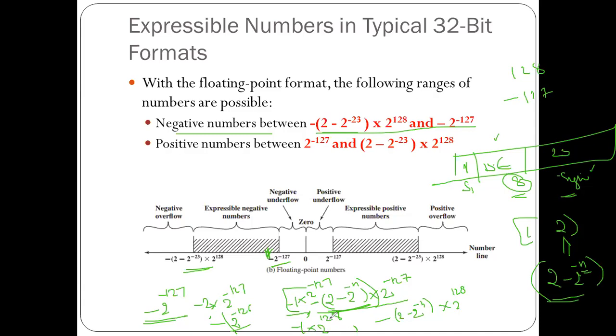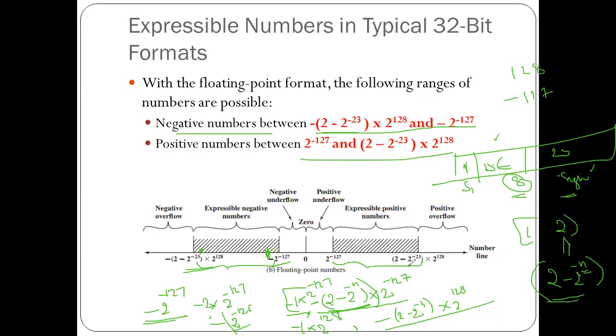Next, minus 2 power 128. Minus 2 power 128 will be around here, a positive one. After that, the last value, minus 2 into 2 power 128, will be this value. So this is the range of negative values. Similarly, the range of positive values.